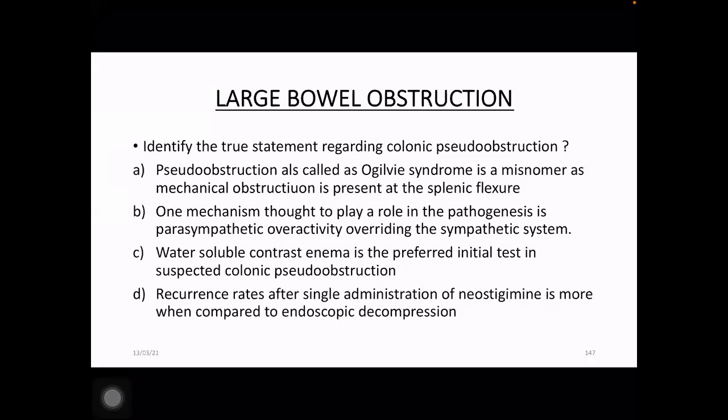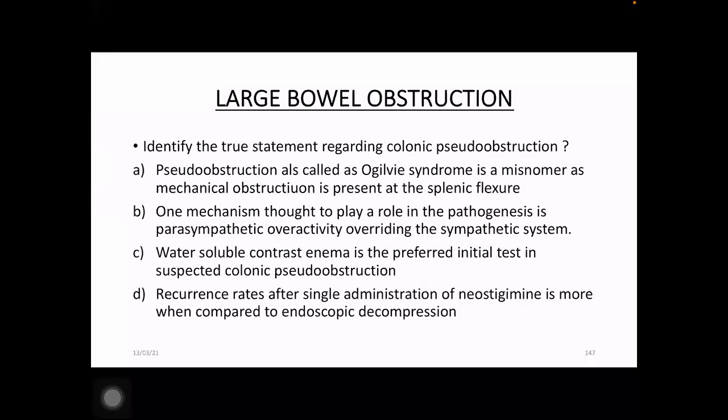Water soluble contrast enema is a preferred initial test in suspected colonic pseudo obstruction. True or false? True. Wonderful. So the initial test in suspected large bowel obstruction is not colonoscopy. The initial test to confirm is water soluble contrast enema. We actually don't follow this protocol, but this is the scenario given. We actually go by the imaging findings, but this is what is given in Subsystem. So for your exam purposes, you should go by what is given in the book. Water soluble contrast enema is the preferred initial test in suspected colonic pseudo obstruction.